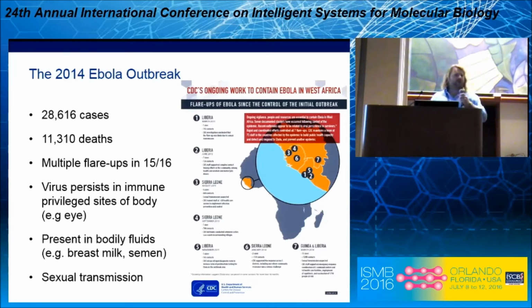During the outbreak, we've learned a lot about the virus. For example, that it can persist in immune-privileged sites, such as the eye. There's an example of a Scottish nurse who had multiple flare-ups of the disease because it was being maintained in her eye. There's also evidence of it being present many months after, even over a year, in bodily fluids such as breast milk and semen. And this has also led to the possibility of cases of sexual transmission. So although we've learned quite a lot about Ebola, there's still a lot to be understood about the biology of the virus.